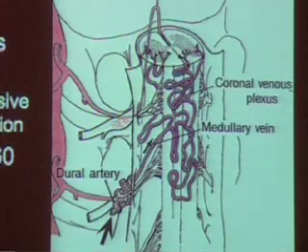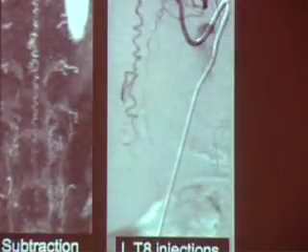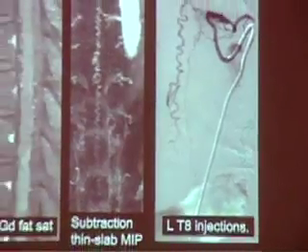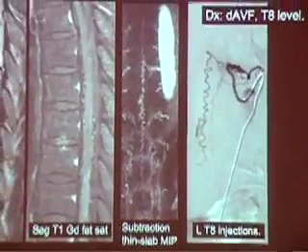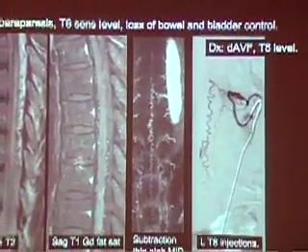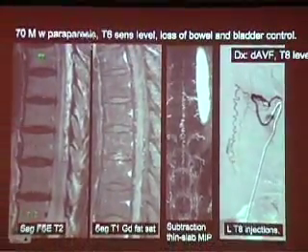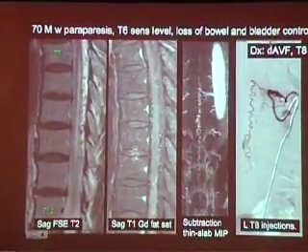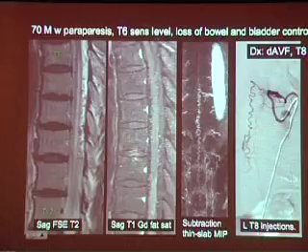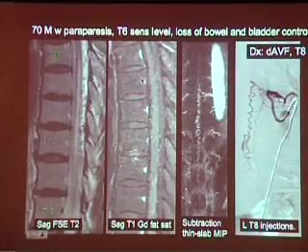So dural AV fistula is something that you always want to have on the top of your brain in the appropriate clinical setting. And here's a really classic example. It's not always going to be this easy. This is an older gentleman with paraparesis, a T6 sensory level, and loss of bowel and bladder control. By the time he presented, he was obviously very far advanced.